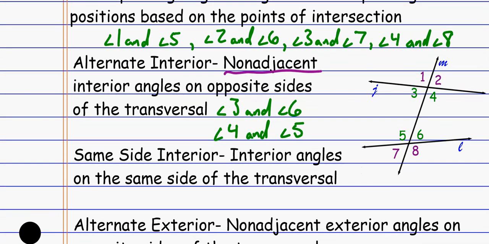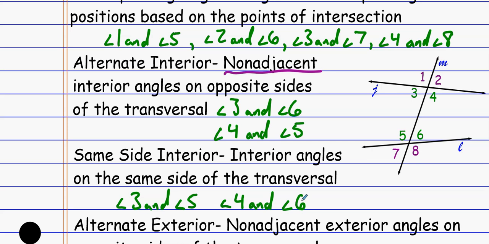And then same side interior angles, hopefully you can take a guess at what this is. This is the same thing, except they're on the same side of the transversal instead of being alternate. So again, if I started with angle 3, the angle in the other group that's on the same side of the transversal and is an interior angle would be angle 5. And then once again, if I looked at angle 4, the same side interior angle would be angle 6.